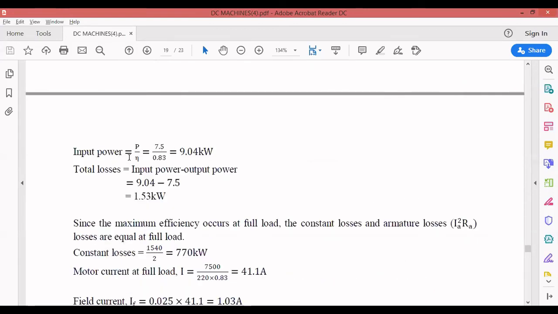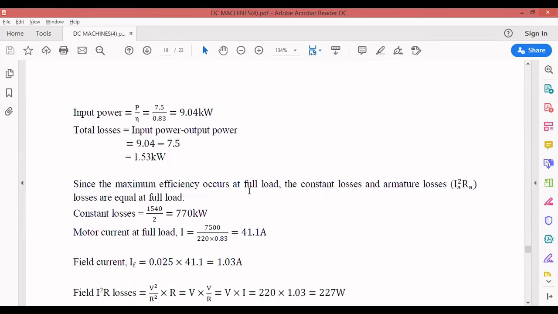Input power. Input power once again is P by eta, 7.5 divided by 0.83. What you get here? 9.04 kilowatt. Total losses: input power minus output power. What is the input power now? Input power is nothing but 9.04 minus 7.5. What you get here? 1.53. So total losses will be what? 1.53 kilowatt.